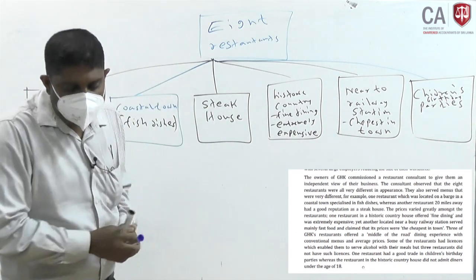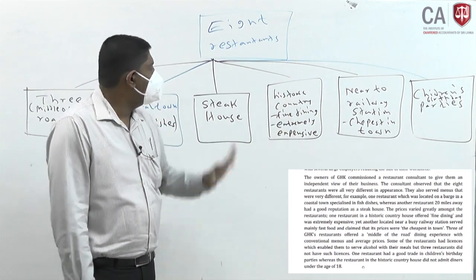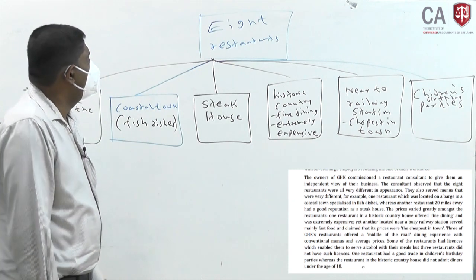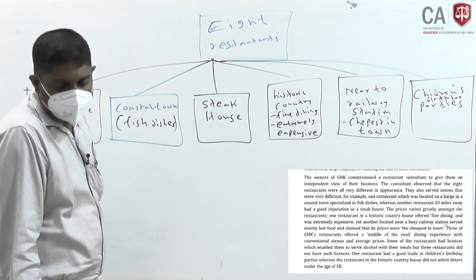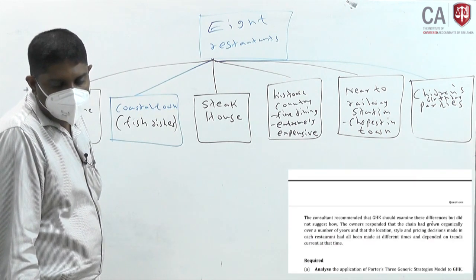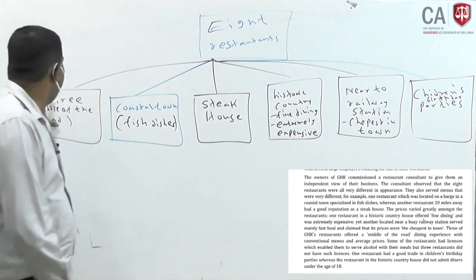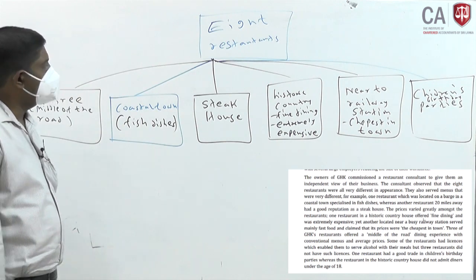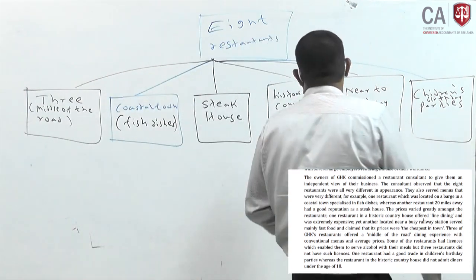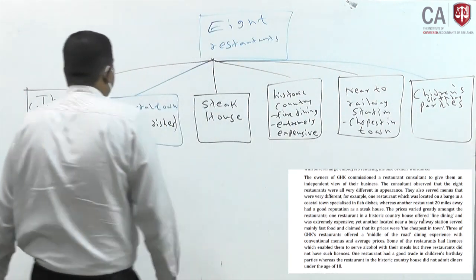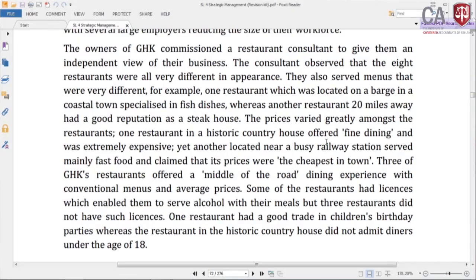Whereas the restaurant in the historic country house did not admit diners under the age of 18. Historic country house, we have identified that. Now we have information regarding 8 restaurants, no? So you have to carefully go through. Now I have identified the information regarding 8: three middle of the road, then 1, 2, 3, 4, 5.